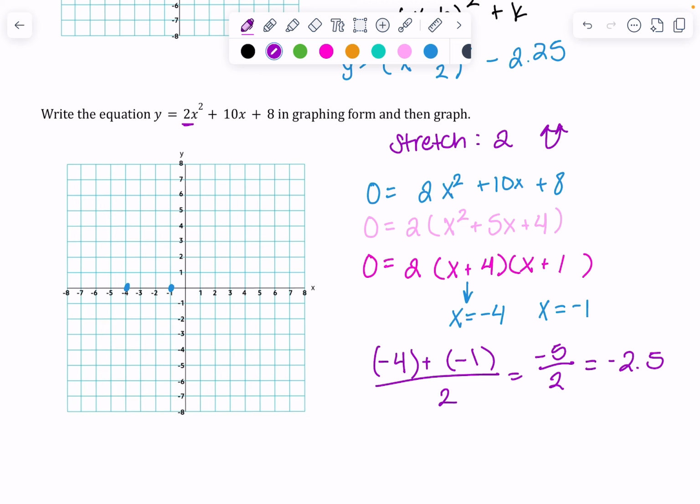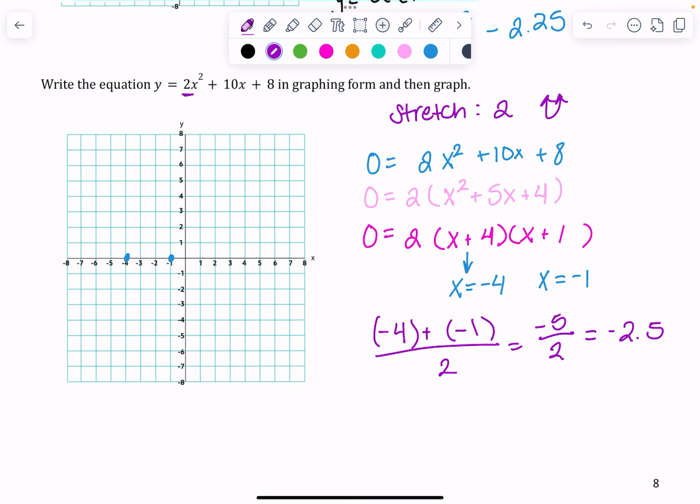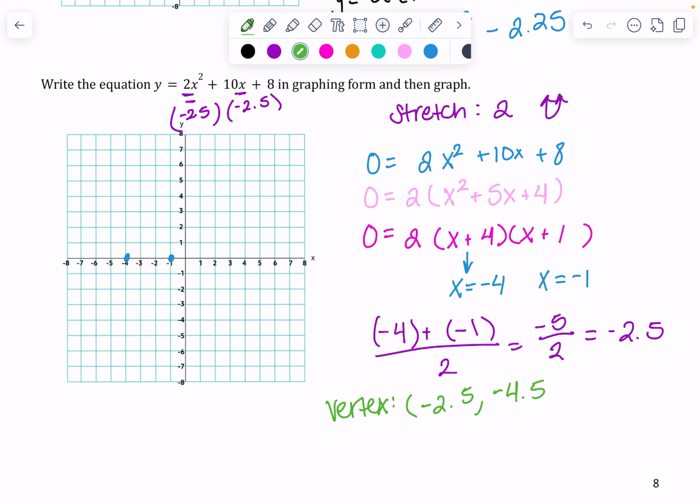Okay. If we want to go back in and find that y coordinate, everywhere we see an x, we're plugging in that negative 2.5. And again, whenever you're plugging in negatives into your calculator, be very careful and make sure that you're putting parentheses around them. Okay, so after you do that, you should see that your vertex was at that negative 2.5, and the y coordinate that you should have gotten is negative 4.5. And so we can go ahead and put that again on our graph.